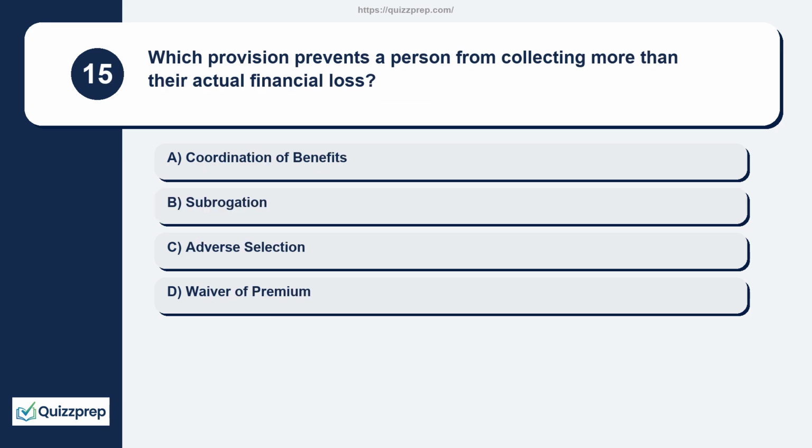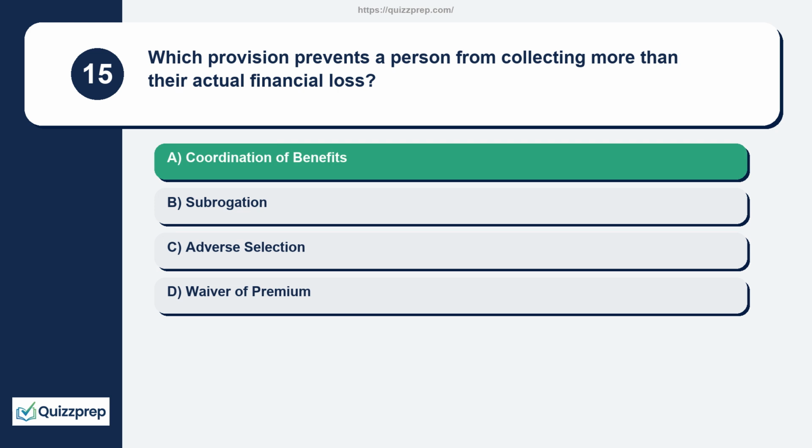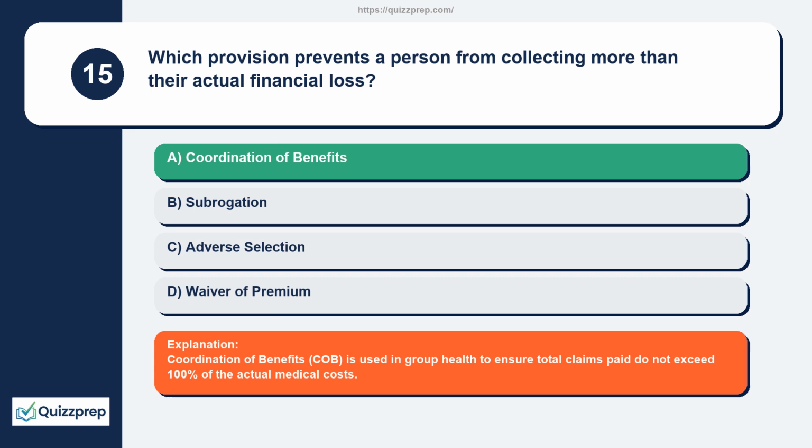Question 15. Which provision prevents a person from collecting more than their actual financial loss? Coordination of benefits, subrogation, adverse selection, waiver of premium. Coordination of benefits, COB, is used in group health to ensure total claims paid do not exceed 100% of the actual medical costs.